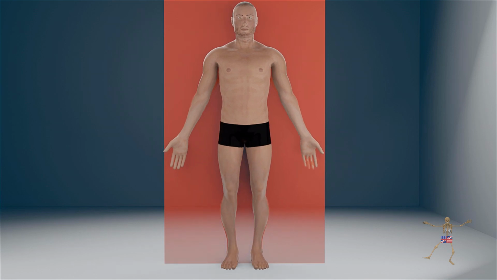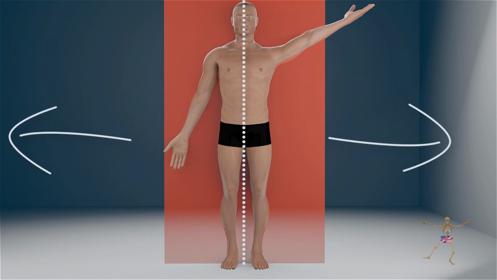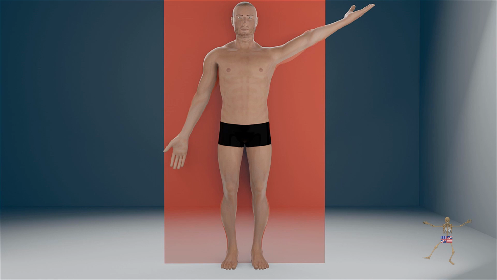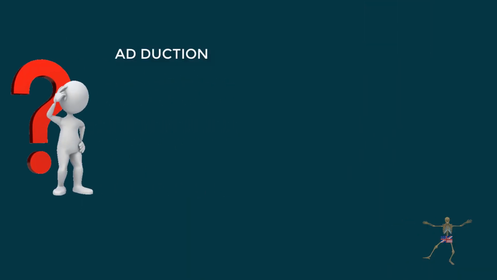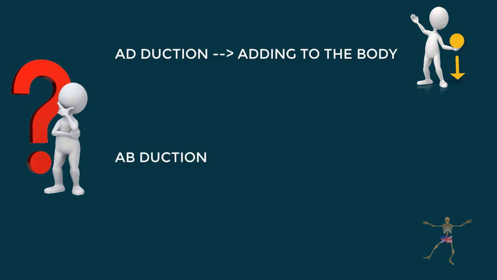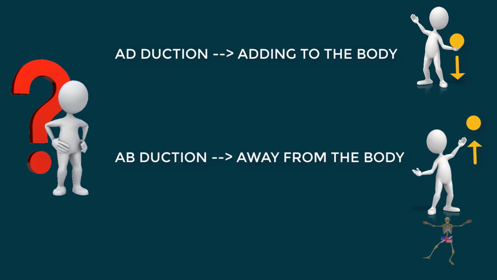When the movement that is made in the frontal plane moves a region of the body away from the midline of the trunk, it is called abduction. For example, abduction of the shoulder. You see how the shoulder joint pulls the arm outward, away from the midline of the trunk. As a mnemonic rule you can remember, adduction can be adding to the body and abduction can be away from the body.